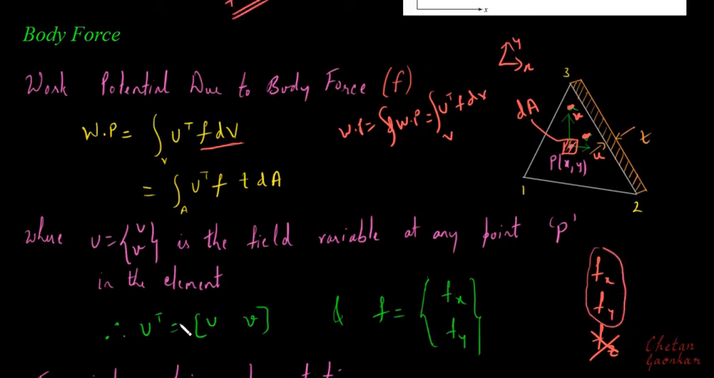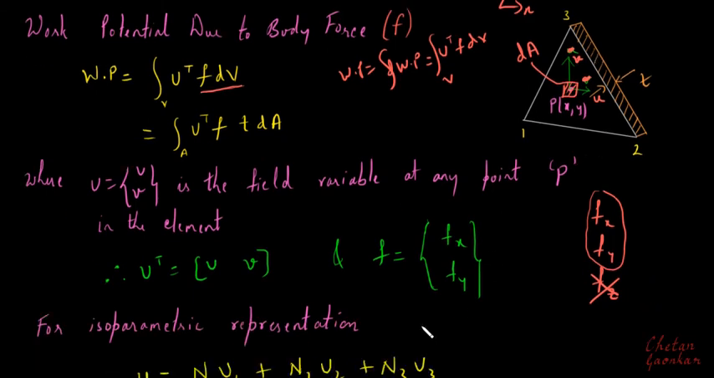Now if I substitute the expressions of the field variable and the body force term in this expression, I will get this work potential term. If I bring this constant thickness outside the integration, I will get this expression as u v multiplied by fx fy times dA. Earlier it was the volume integral, which has now changed to the area integral because the thickness remains constant.